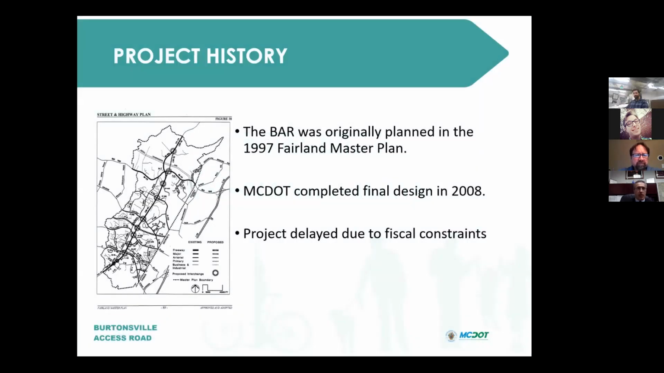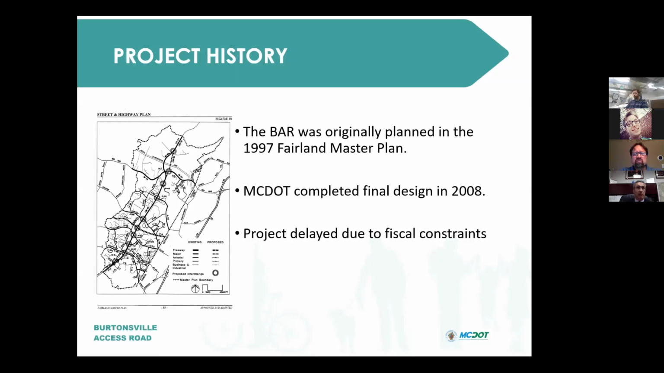The background for the project. The project actually has a good bit of history. It was originally in the master plan, the 1997 Fairland Master Plan. I was the project manager myself. We took it through planning, preliminary design, and final design. I had finished final design somewhere around 2008 or so, and then we had budget constraints. And so the funding for construction was postponed in what we call in our budget the out years, beyond 6 years. And in that time, certain regulations, for instance for stormwater management, have changed.